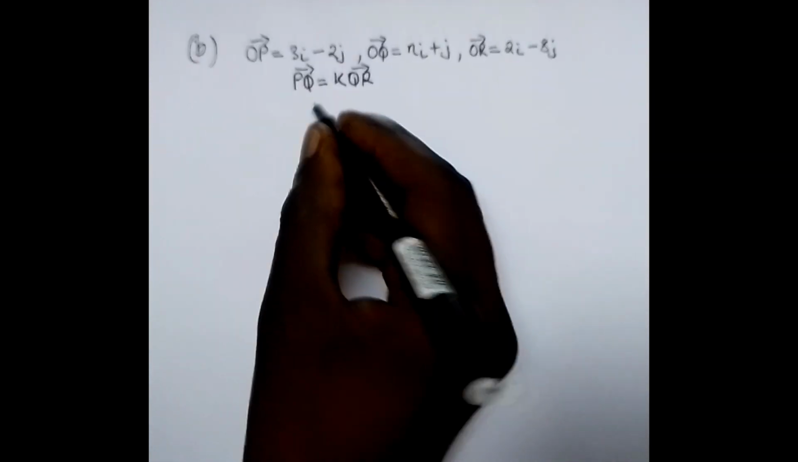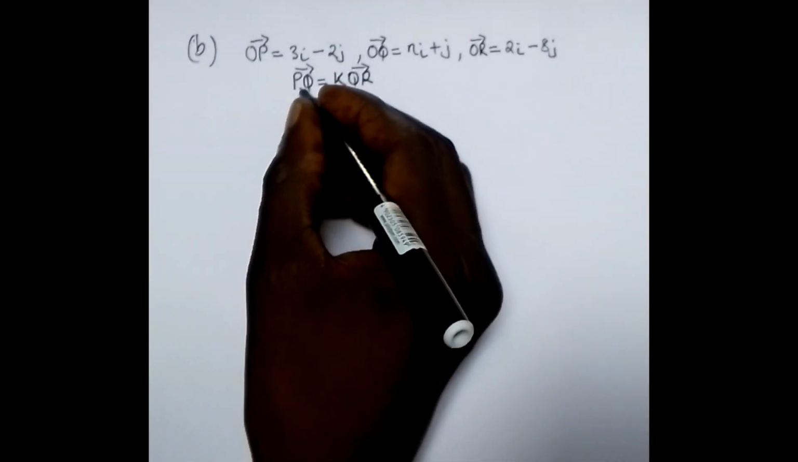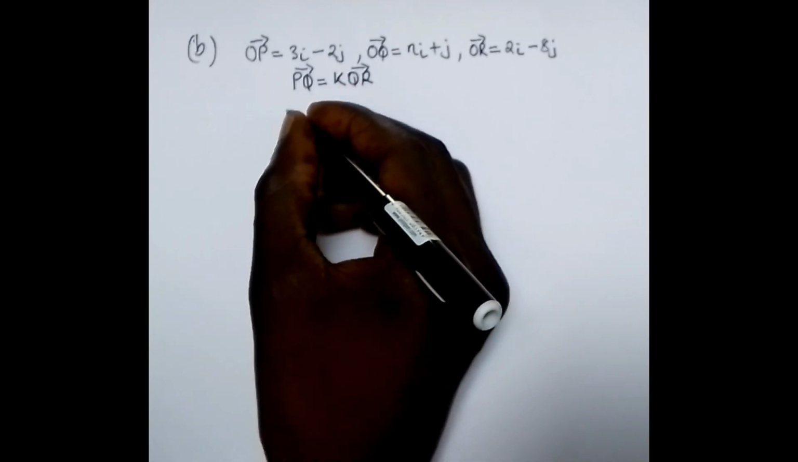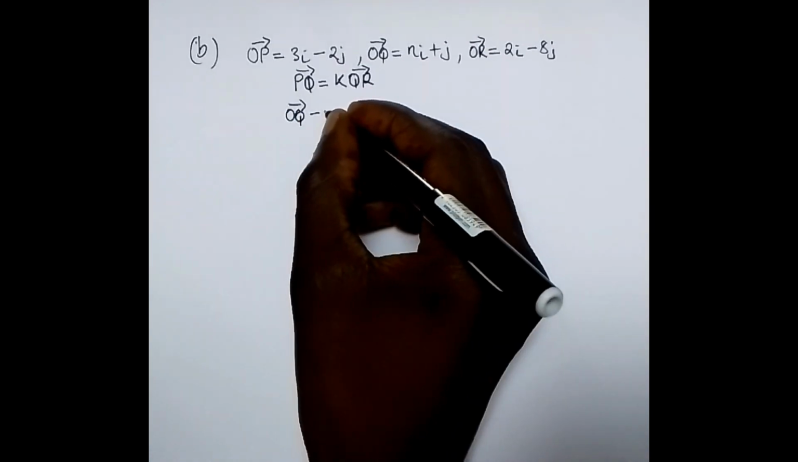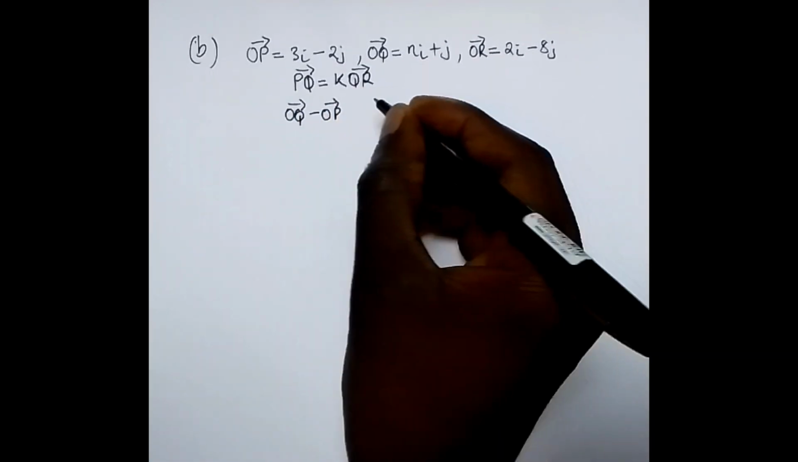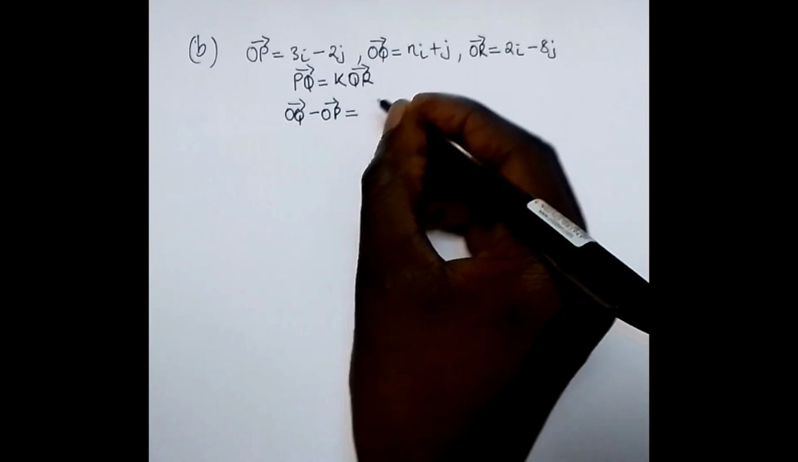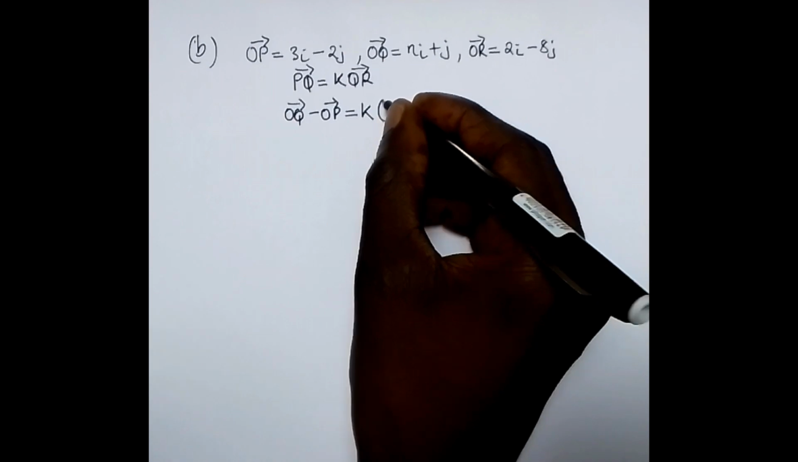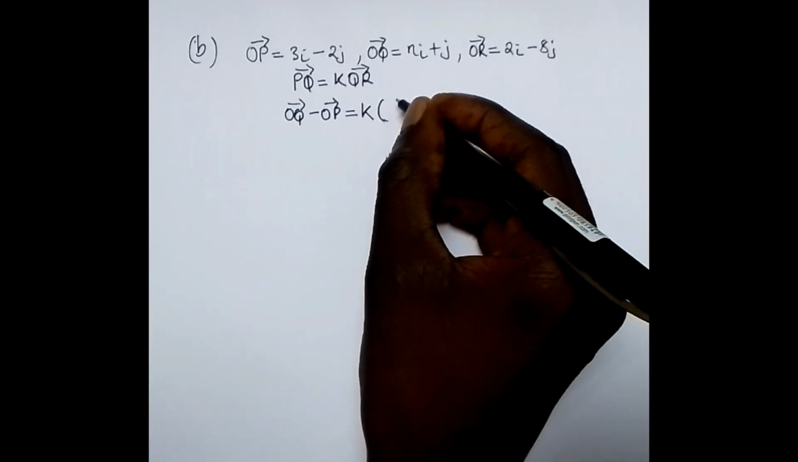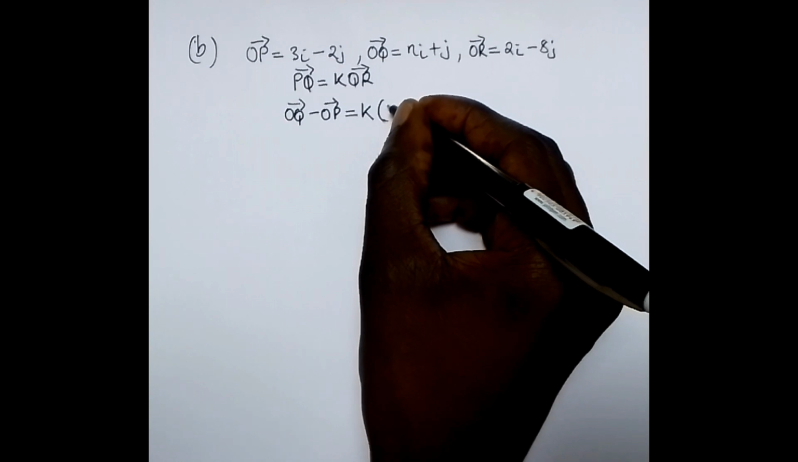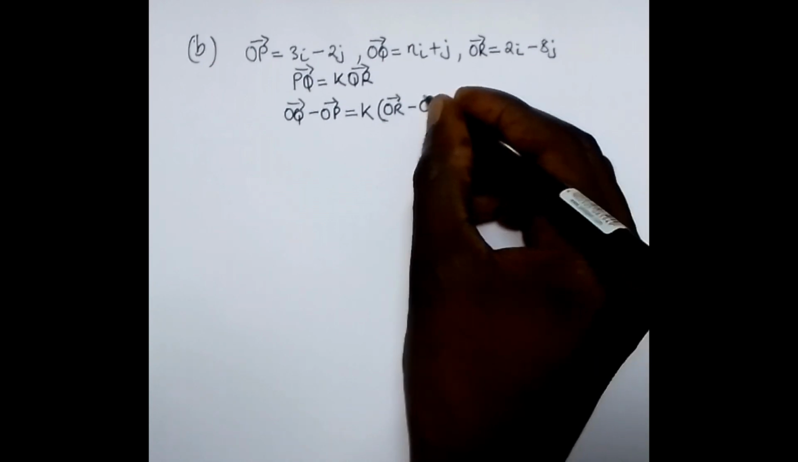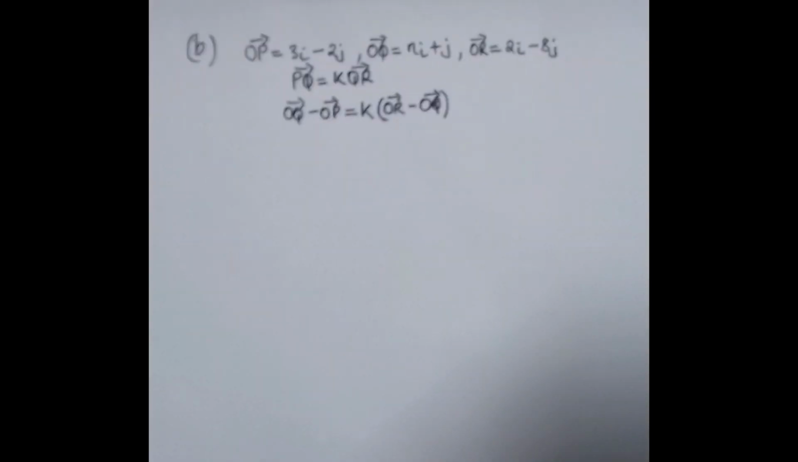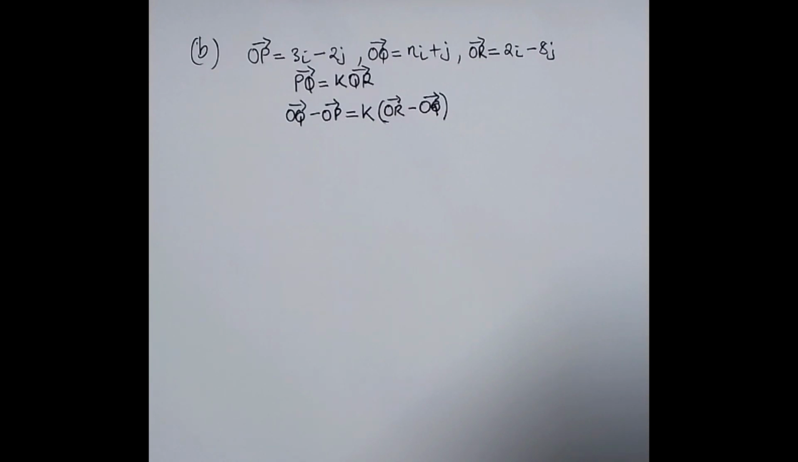What is PQ? So just using the left side, I'll show PQ. How do you get PQ? You get PQ by subtracting OQ vector minus OP vector. Then on the right side, we maintain K. How do we get the vector QR? It's just by subtracting OR vector minus OQ vector. So the subtraction of OR vector and OQ gives the QR vector.